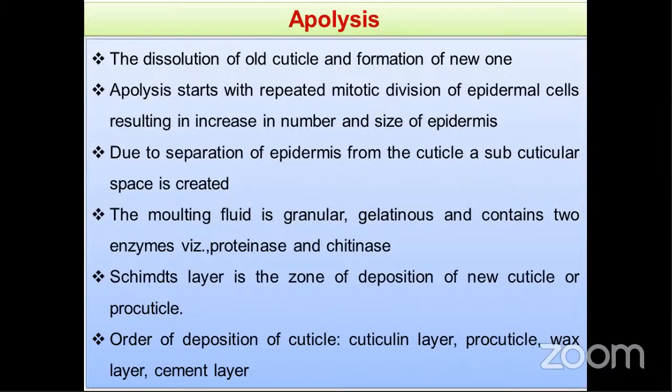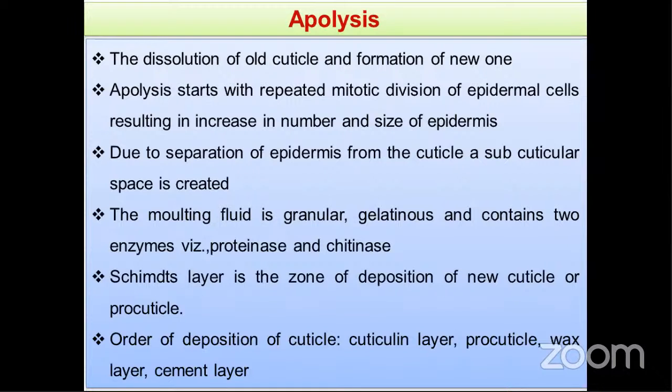So the cells increase in number. In case of mitosis, 2 cells become 4 cells, but in case of meiosis, 8 cells are there. With the help of these repeated mitotic divisions of epidermal cells, there is an increase in number and size of the epidermis also, which become columnar in shape. Polygonal cells can modify into columnar or cuboidal in shape.